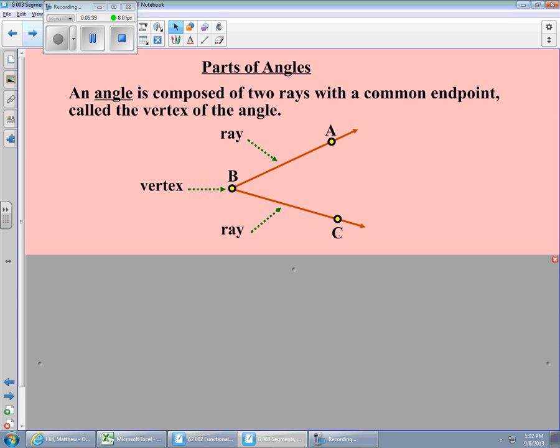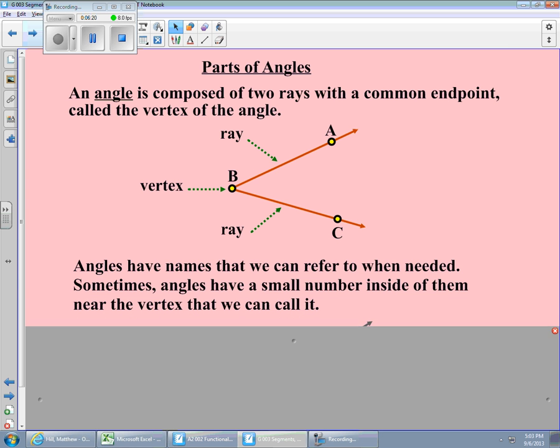If you look at a parts breakdown of an angle, here's what you have. It takes two rays to do it. The rays will originate from the same endpoint, in this case B, and that common endpoint is called the vertex of the angle. Now, vertex is actually kind of a tricky term. We're going to end up redefining the word vertex several times throughout the course of the year of geometry. So this is the first real instance that we're running into. A vertex is the common endpoint of an angle.